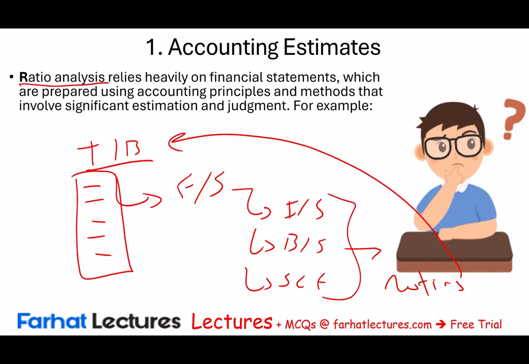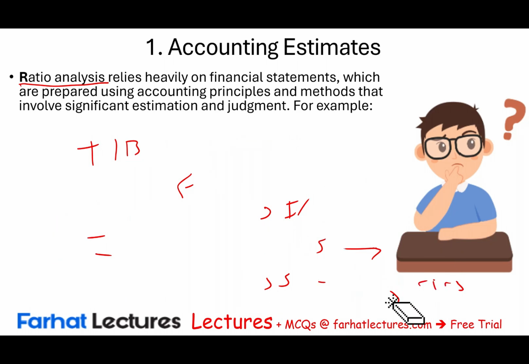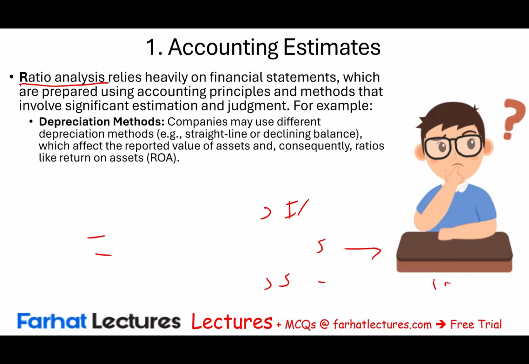So ratios are also estimates because we use accounting principles, and different accounting principles would allow you to use different methods. So you don't only have one method, you have various methods, and you could use estimates, starting with depreciation. And I'm going to give you a few examples to give you a feeling about this. Some companies could use the straight line method. Other companies could use the double declining method. Well, what would that do?